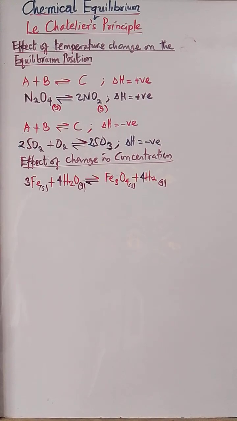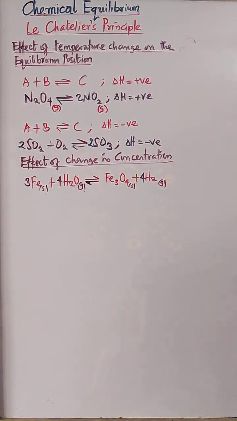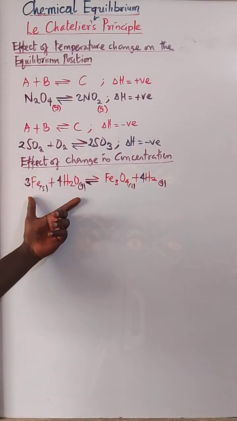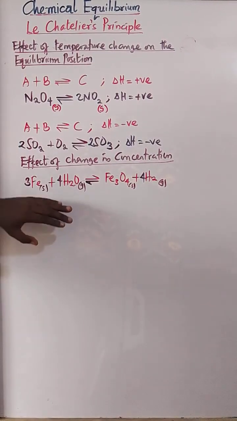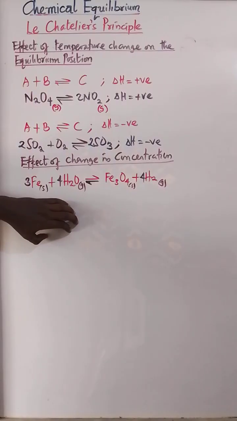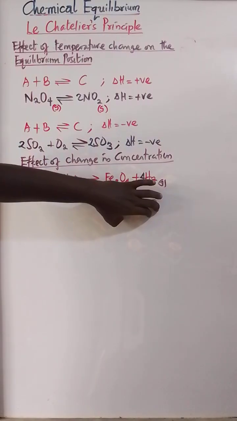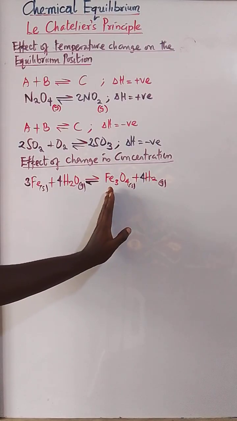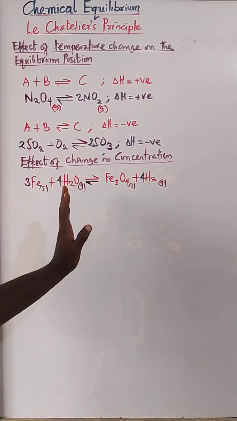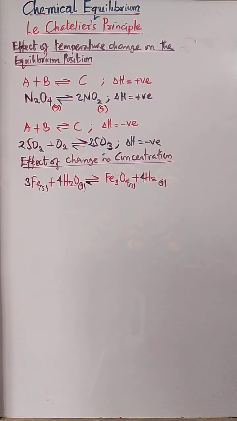Why? Recall the formula for the equilibrium constant. This reactant will fall under the denominator, and this will be at the numerator. So if we increase the concentration of all this, for balance, the concentration of these two must increase. So as we are adding more steam, what happens? We are getting more what? Iron oxide and what? H2. So it's going to shift to the right.